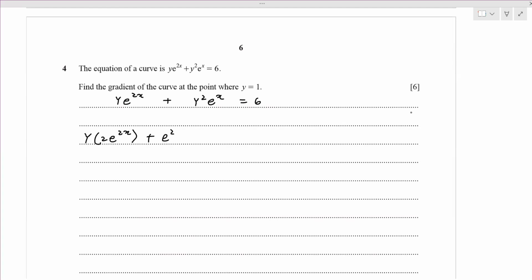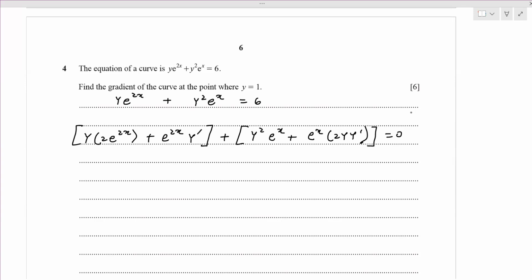Plus v times u dash. For y, what will it be? y dash will come. First term: u times the derivative of v plus v times the derivative of u. For the second term, it will be 2y y dash equals 0.